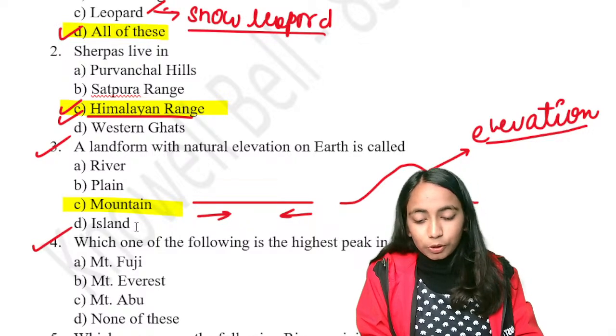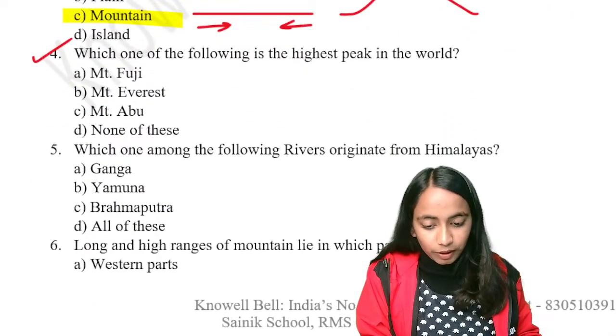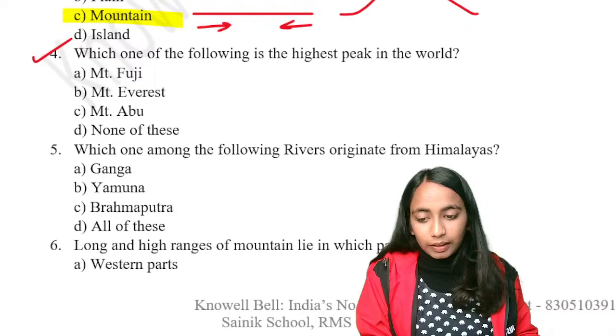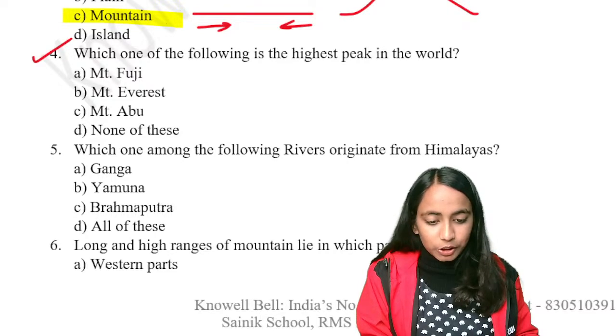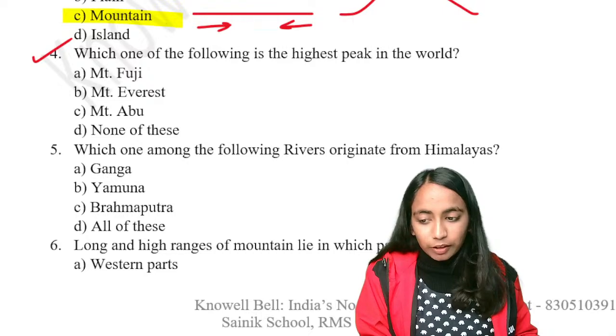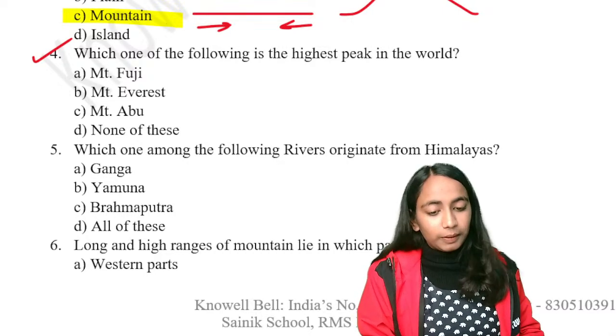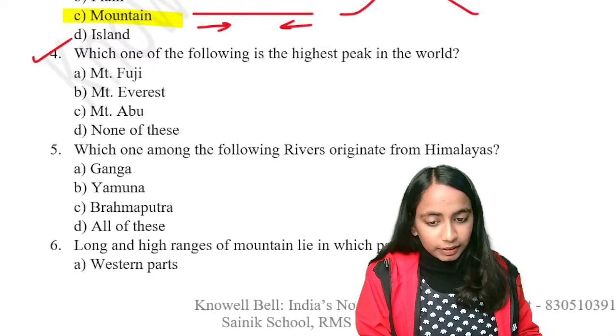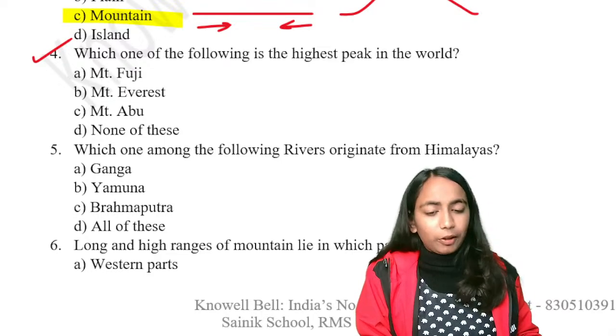Next one after this, which of the following is the highest peak in the world? Mount Everest, Mount Fuji, Mount Abu, none of these. Which is the highest mountain peak in the world? So this is a very, very simple question. Good evening, beta. What will be the right answer? What will be the correct answer here? Quickly provide your answers.